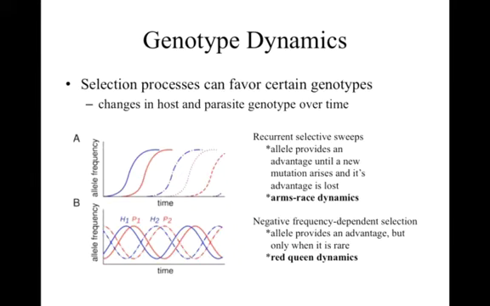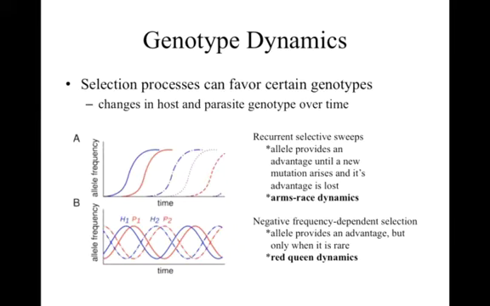And so what this ultimately leads to are these dynamics. And remember, with population dynamics, we learned that dynamics is just change through time. And so you have these changes in the host and parasite genotype over time as a result of this tight interaction between the host trying to defend against the parasite, and the parasite trying to break through those defensive barriers.